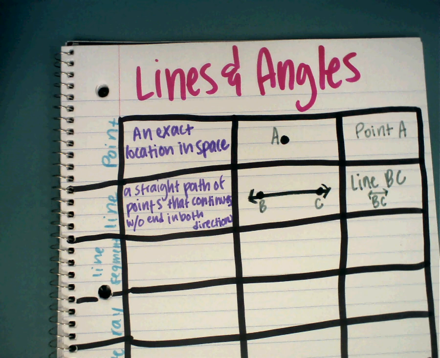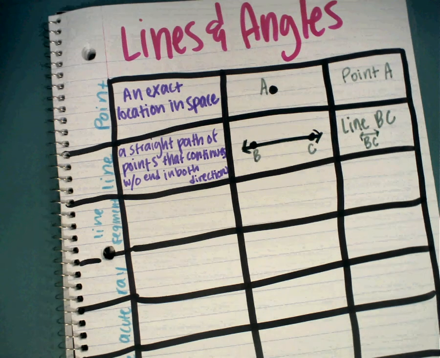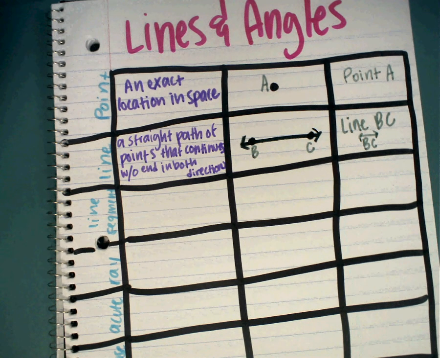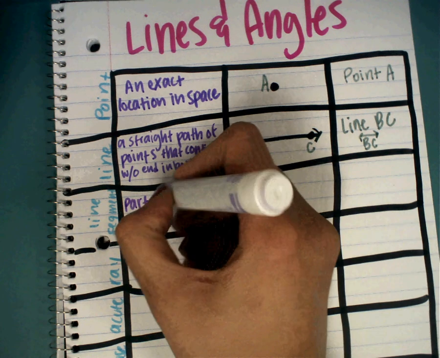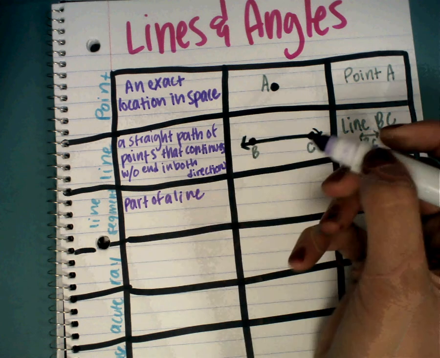All right, line segment is next. A line segment is part of a line between two endpoints. So this does not go on forever. Okay, so this is part of a line between two endpoints.